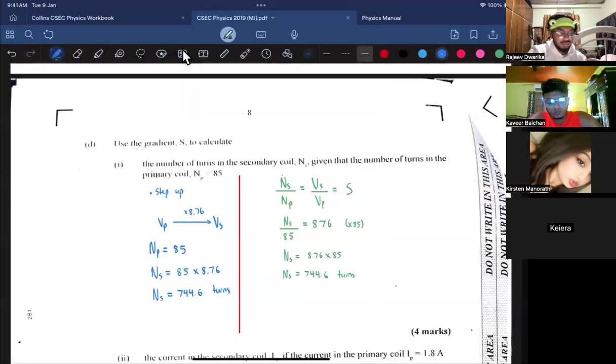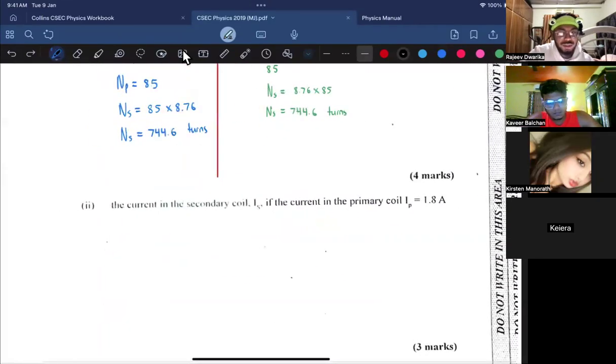I'll have a question for you. Kiara, Kirsten, and Justin, check this out. What if they gave you, instead of the number in the primary, the number in the secondary, and they said the number in the secondary is 744.6? How would you find the number in the primary? Divide by the gradient. Exactly. Because if to go from primary to secondary you multiply, then the other way around you divide. Perfect. That's good. So Justin, read part 2 now.